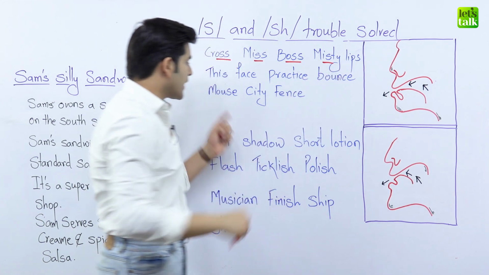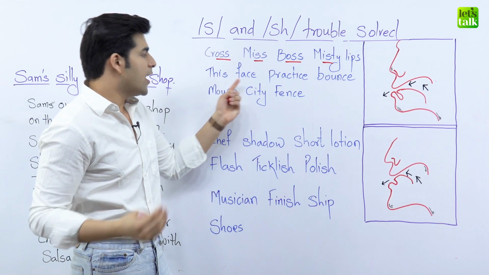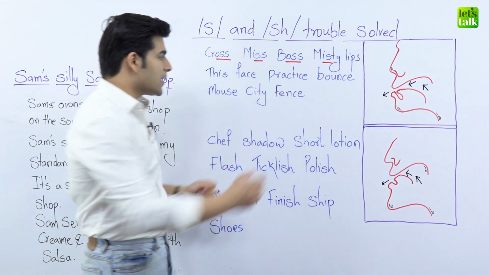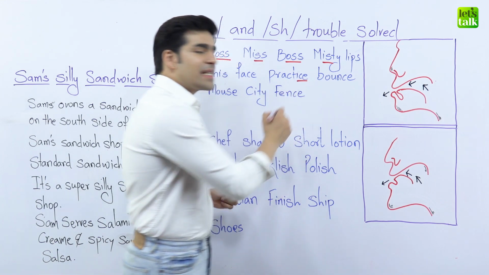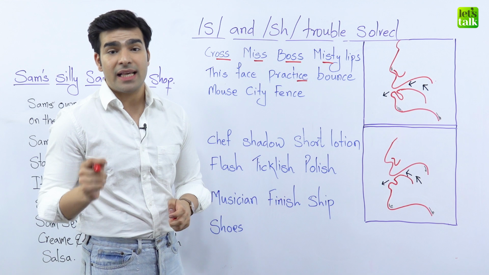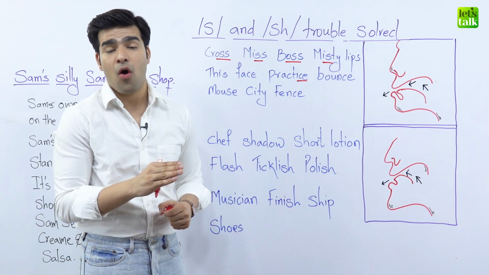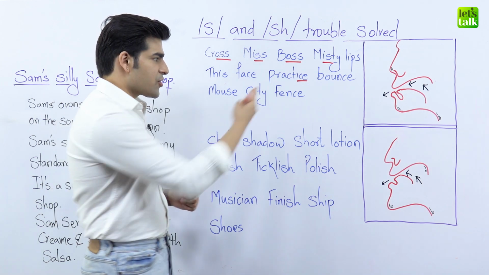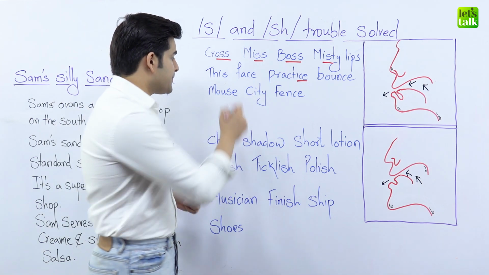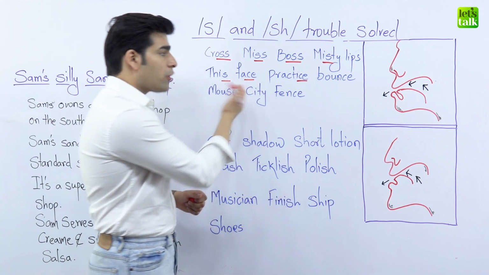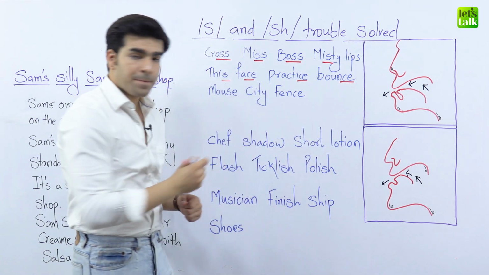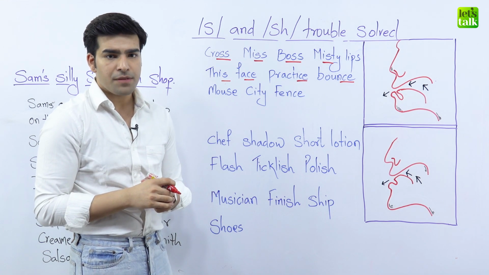lips, this, face, practice. Now, you must be wondering, where is S here? Well, the s sound does not really depend on the S alphabet. It can be without that as well, such as in the example, practice, or face, or bounce.